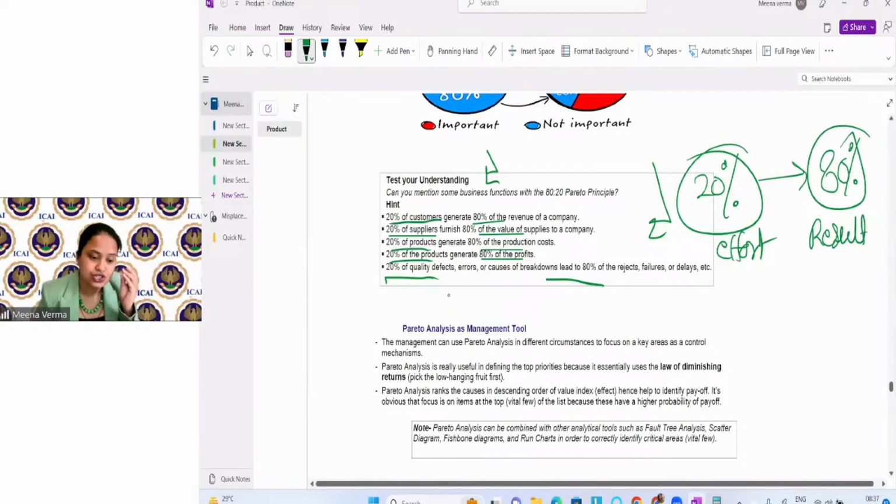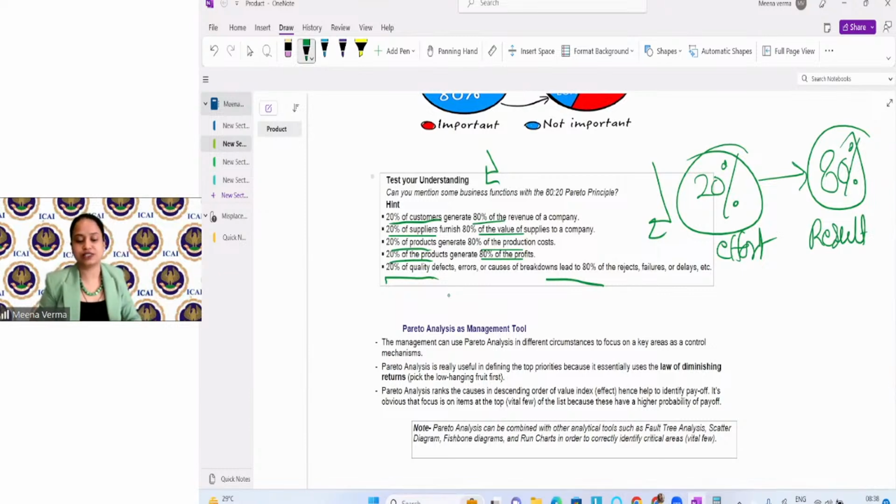With less effort, you're just putting in 20% effort, but you're achieving more results. This is the 80-20 rule. This is the 80-20 rule. All right. Okay.